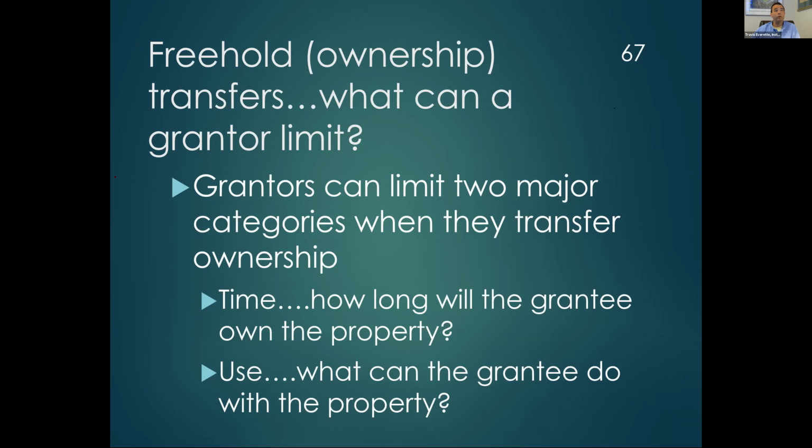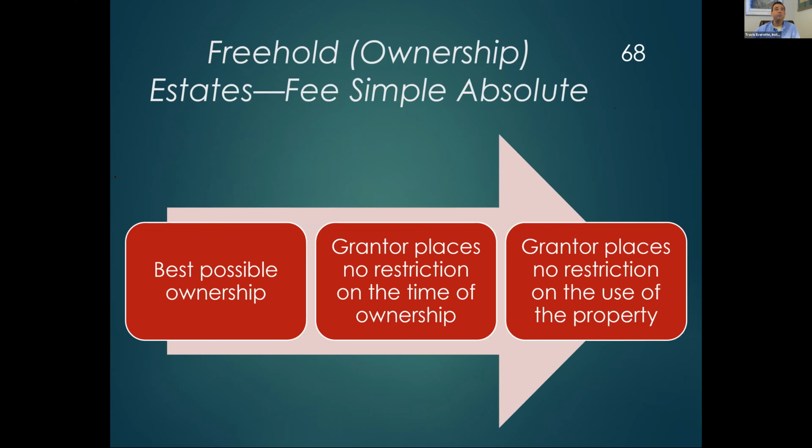So now that we know the things that can be limited, let's talk about when a grantor does not limit transfer at all. If the grantor says, listen, I'm giving you everything I got. Everybody with me? They are not limiting what? What are the two things they could limit? Time and use. They are choosing not to place any limits. When they choose not to place any limits whatsoever, they are granting what is called fee simple absolute ownership.